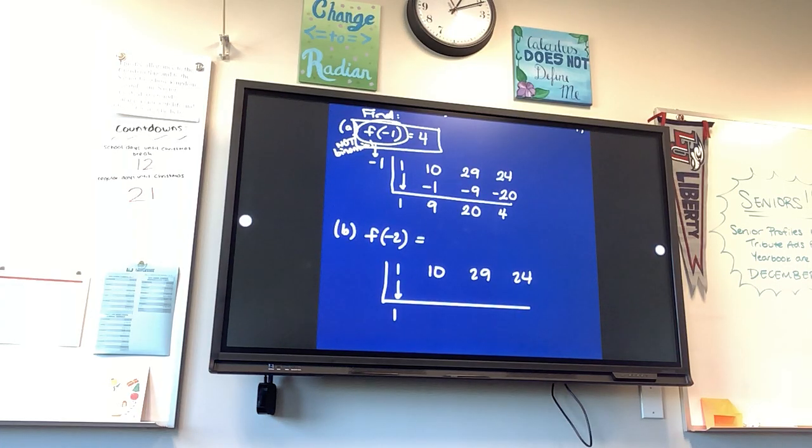And then let's review this part that's new today. Is f at -2 a binomial? No. So what do I put on the outside? -2. We do not switch the sign.